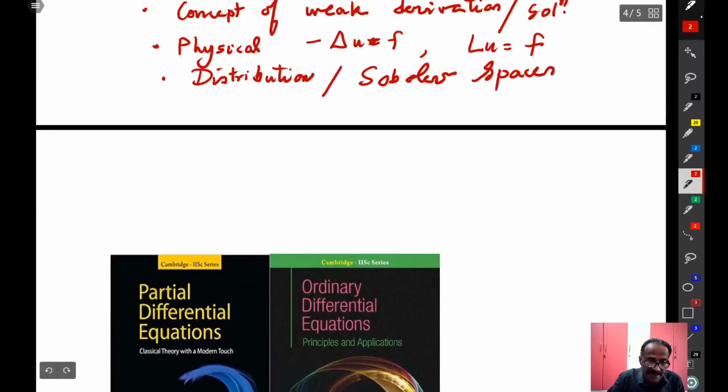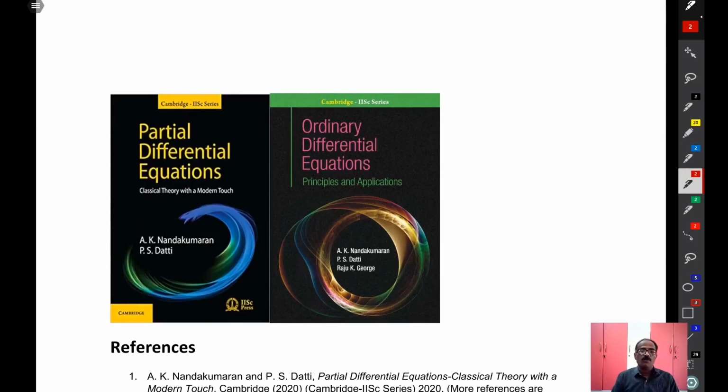With that, before stopping, we follow the same book, our recent book published in 2020. In PDE 1, you have seen some sections of our PDE book, which is published by the Cambridge IISc Press series. So we will be covering some more topics from that book. With this course, maybe 75 to 80% of the material of the book will be covered. So whatever advice or suggestions to all of you, please go through that.